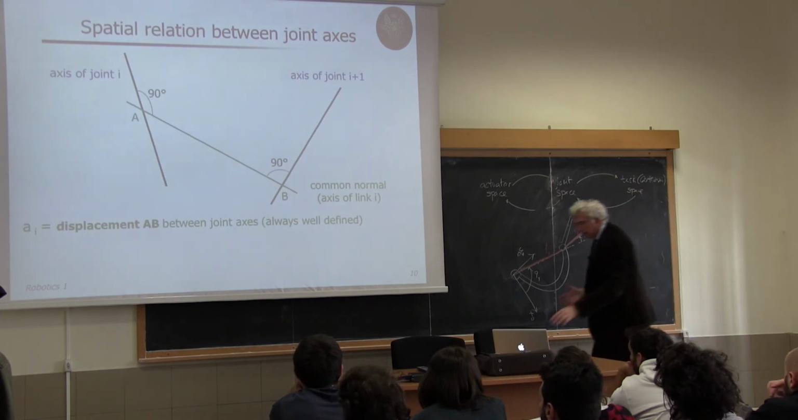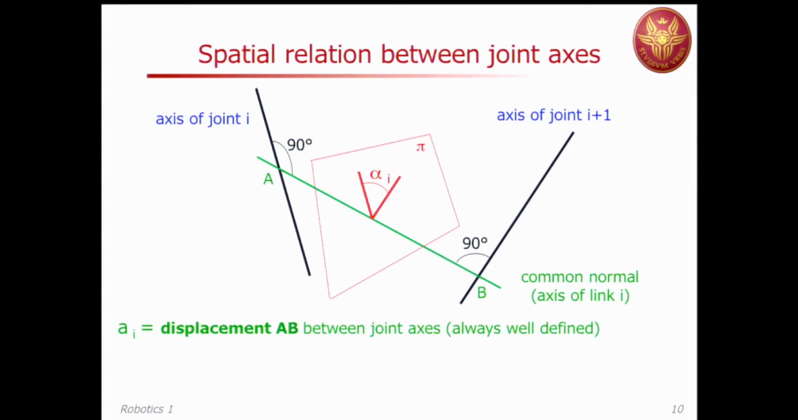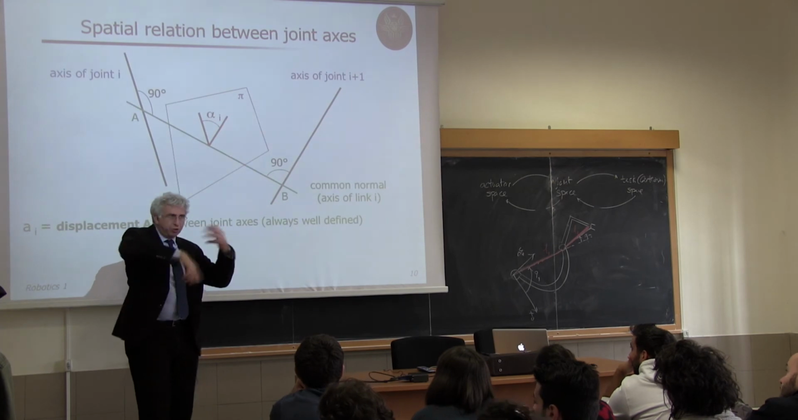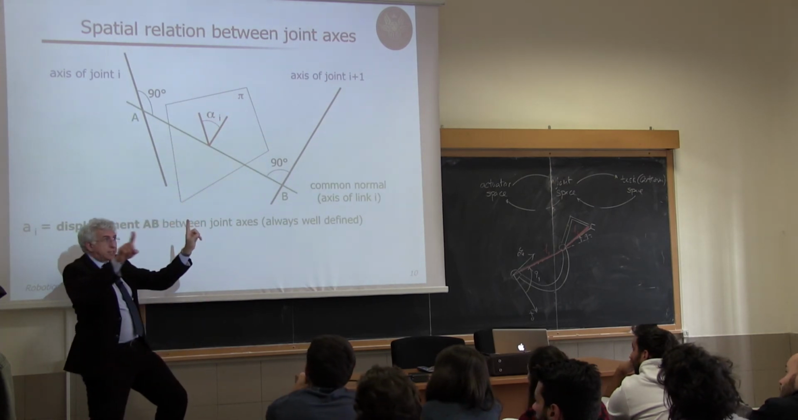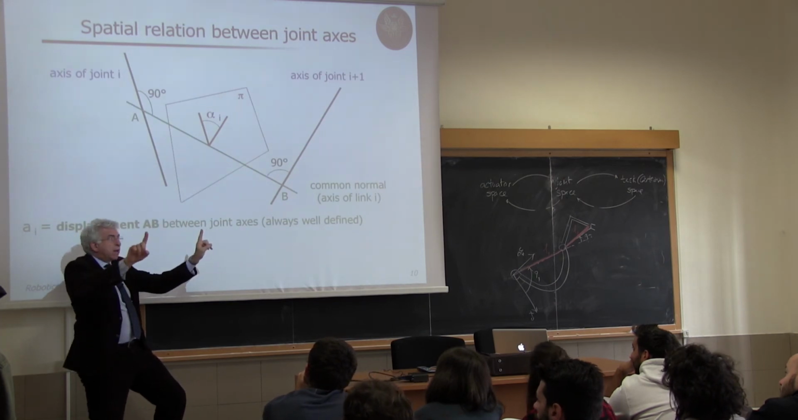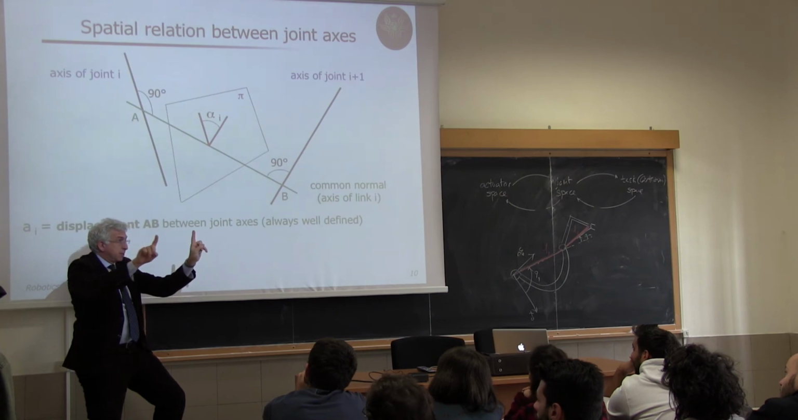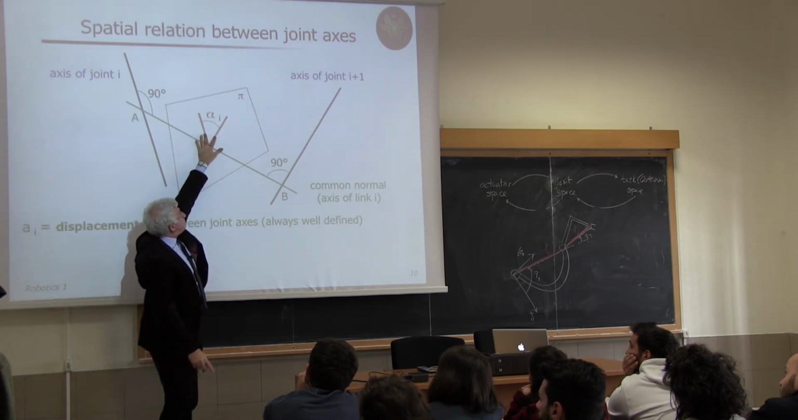And this angle is characterized as follows. You take your common normal, or any common normal. You take a plane orthogonal to this normal. Pay attention, now it's orthogonal to the normal, like this. And then you project these two joint axes. Now you move them along the common normal. So they will intersect in this plane, and they will form an angle.